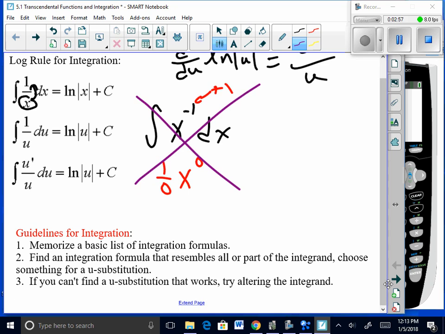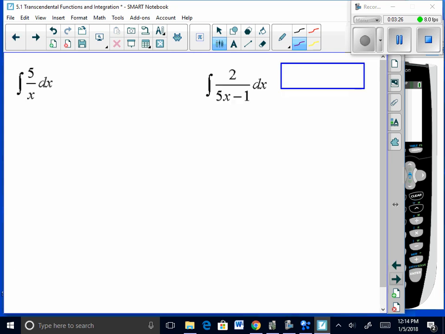Okay, so the guidelines say: memorize a list of basic integration formulas. Find an integration formula that resembles all or part of the integrand. Choose something for a u substitution. Some of them on your assignment today will be u substitutions, but you don't have to do it on all of them. If you can't find a u substitution that works, try altering the integrand. That might be try doing long division, try factoring it, see if you can cancel things. But try to change it somehow to get something that would work.